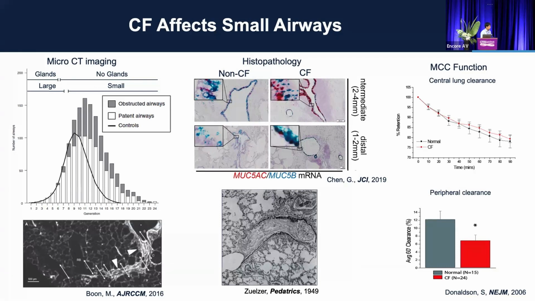Obviously, a bunch of other data suggest CF affects not only the small airway but also the large airway surface area and the submucosal glands. So all those components are affected by CF. But today, I'd like to just focus on CF small airway regions.